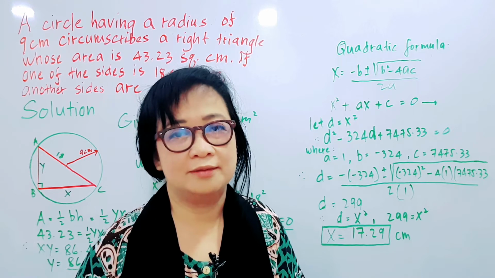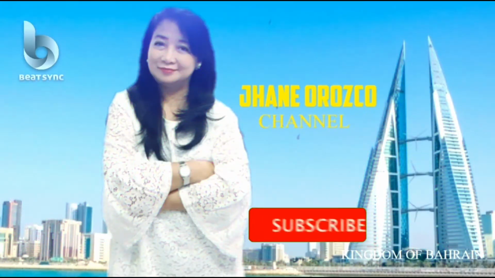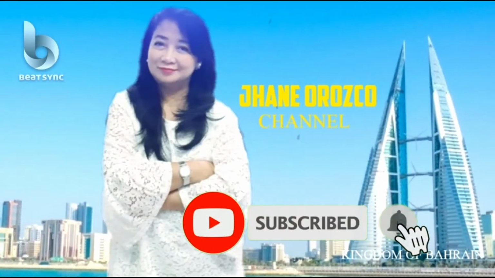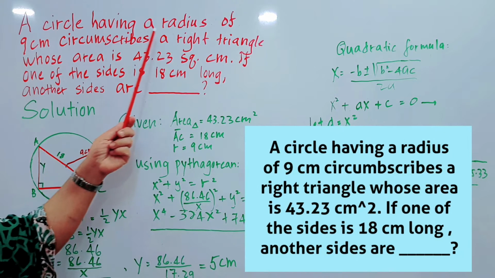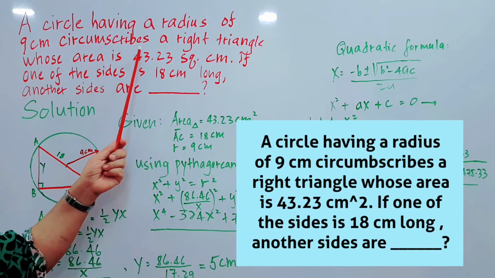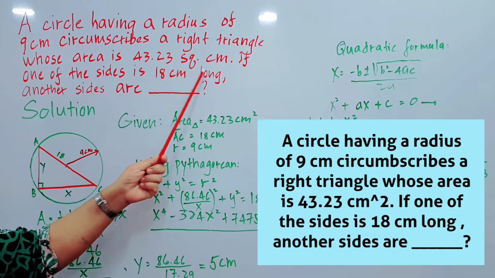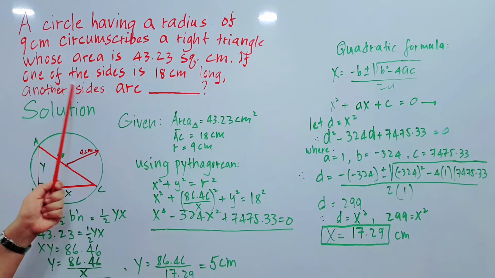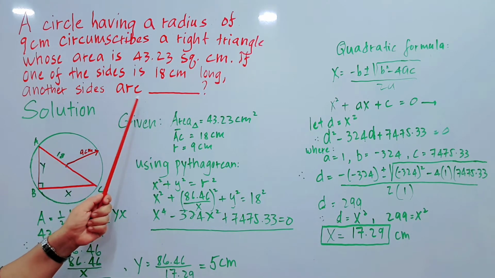Today mag-solve tayo ng right triangle inscribed in a circle. A circle having a radius of 9 cm circumscribes a right triangle whose area is 43.23 square centimeters. If one of the sides is 18 cm long, what are the other sides?